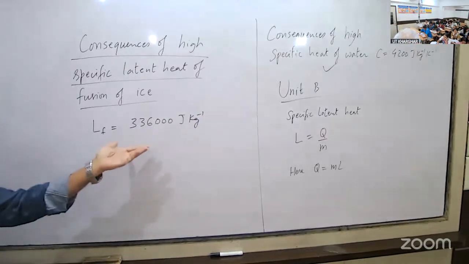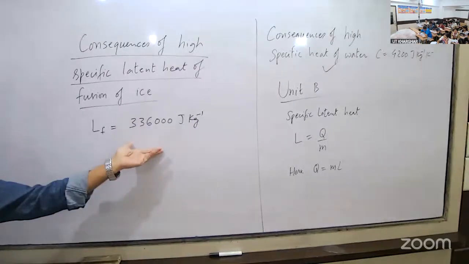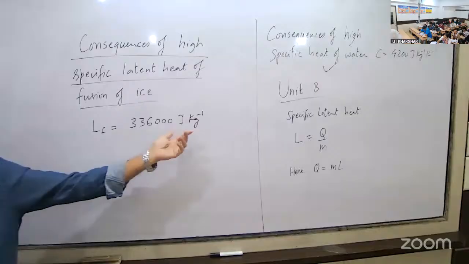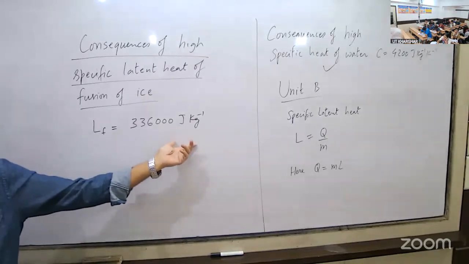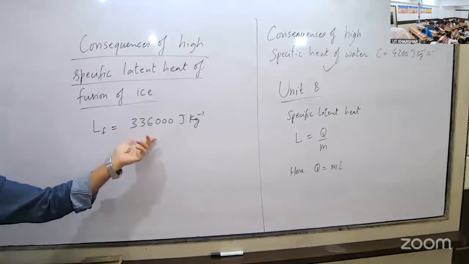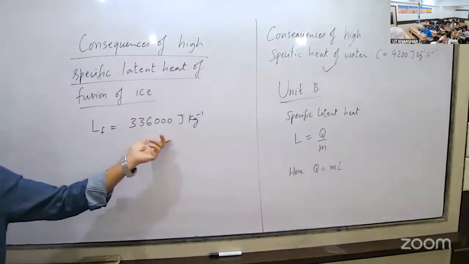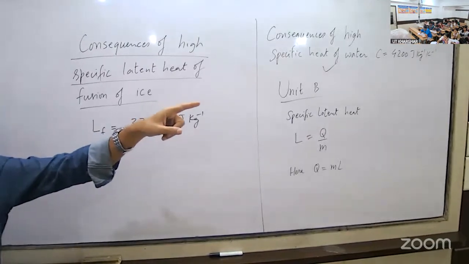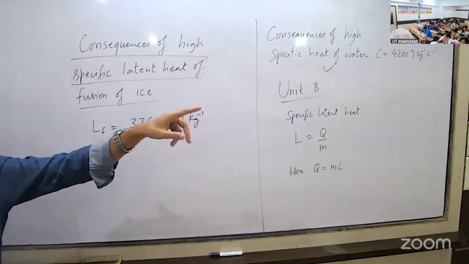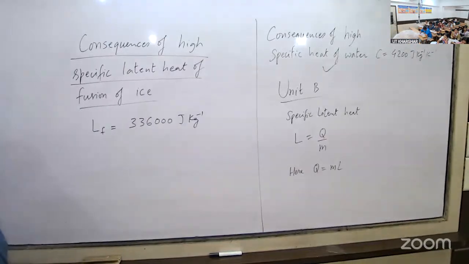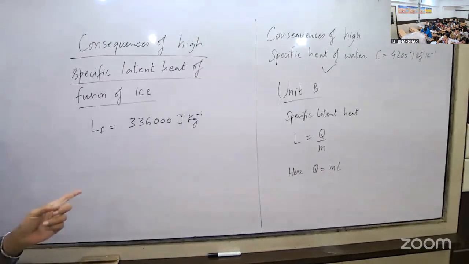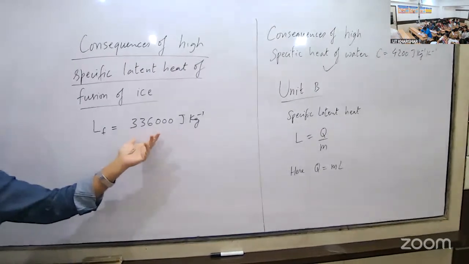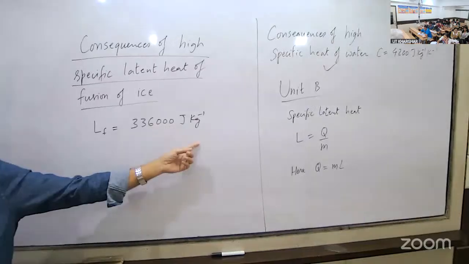So a lot of heat is required to melt 1 kg of ice. If you are trying to melt 1 kg of ice into water at 0 degrees, how much heat is required? 336,000 joules. Much larger than the heat needed to raise the temperature of water by 1 degree. Is that clear? So it is much larger.